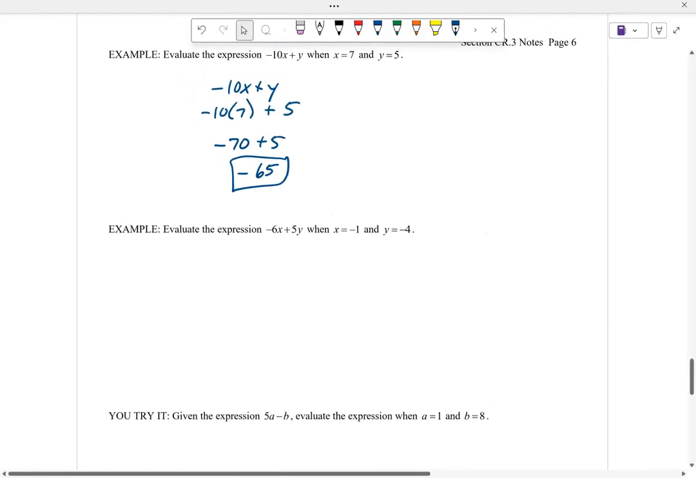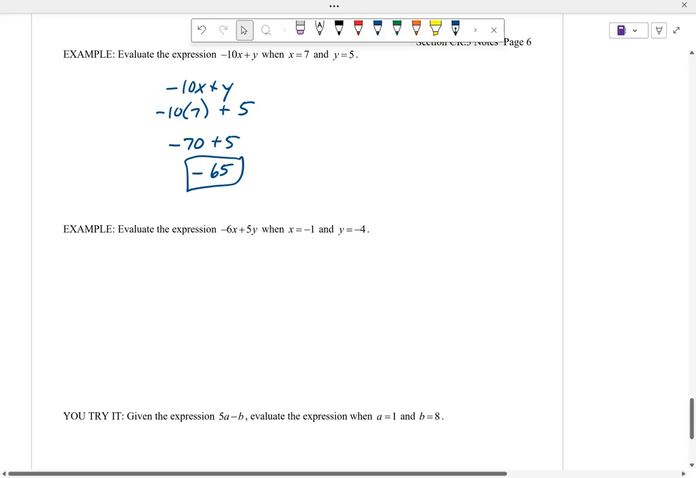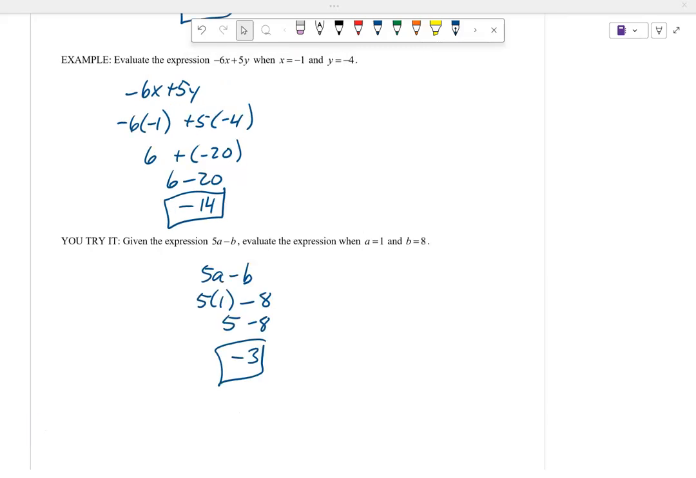Why don't you guys go ahead and try those next two there, and we'll check it. All right, go ahead and check your work on that. Pause it if you need to.